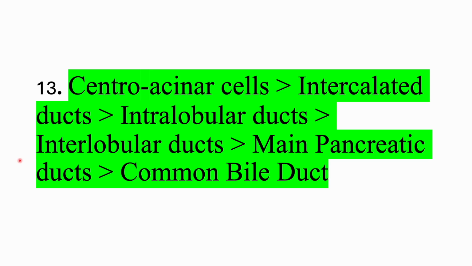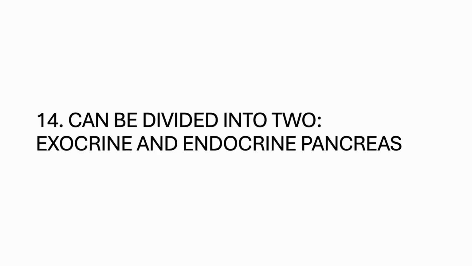So next slide, please. Here is the flow of pancreatic secretion. We have the centroacinar cells, intercalated ducts, intralobular ducts, interlobular ducts, main pancreatic ducts, and then finally it goes to the common bile duct. So please remember this flow of pancreatic secretions in relation to the pancreas.